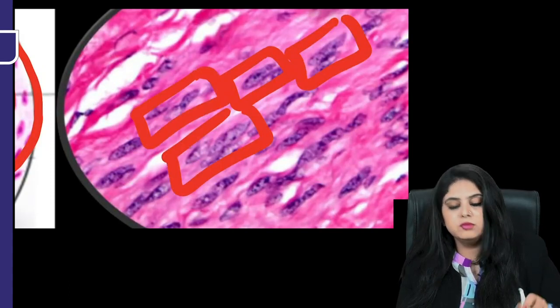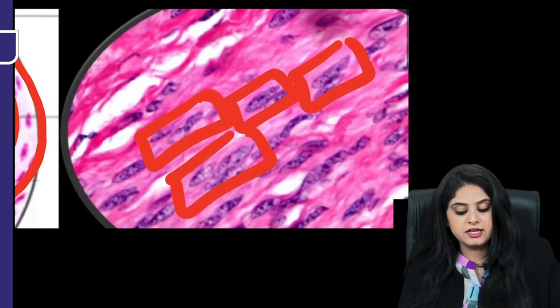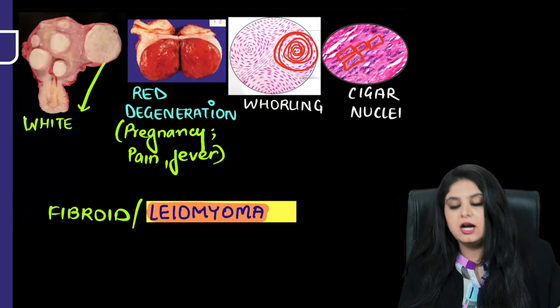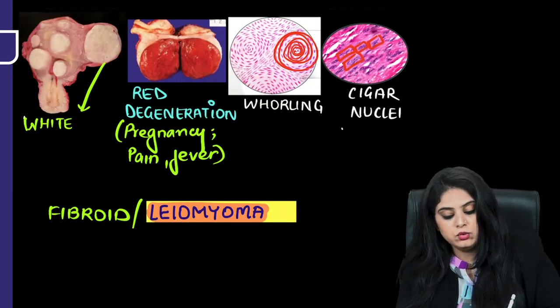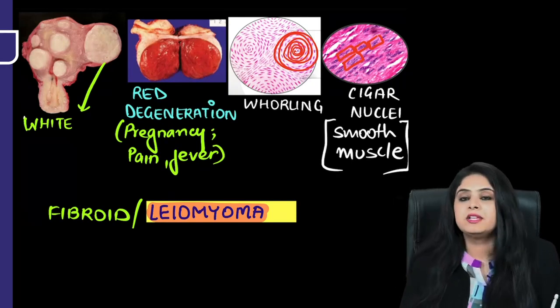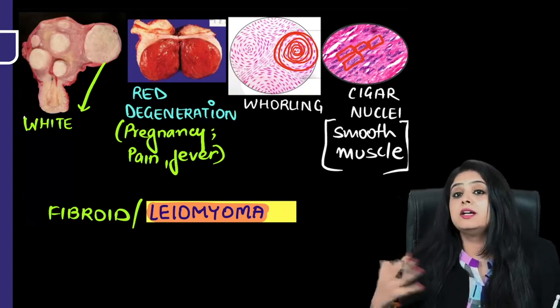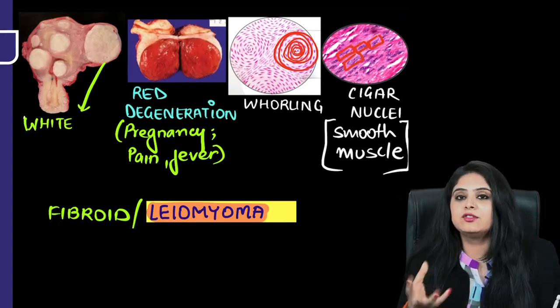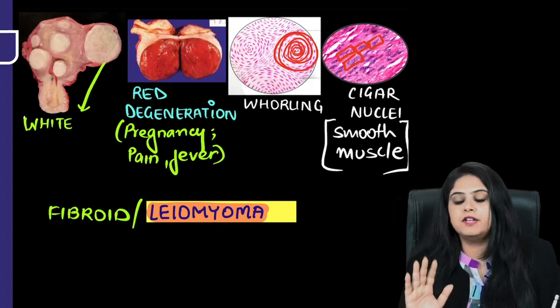Anything to do with a smooth muscle will always look like a cigar, right? So remember, they are going to show you cigar nuclei. Anything to do with smooth muscle, leiomyoma is a smooth muscle tumor, right? Anything to do with smooth muscle is going to be a cigar. So cigar is more smooth in comparison to a cigarette or a beedi, right? So cigar is smooth is how we will learn it.